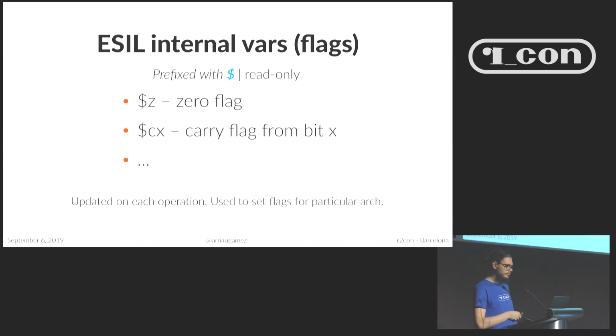There is an important thing to notice, which is the ESIL internal variables, which are basically flags and are prefixed with the dollar sign. The point with the internal vars is that they are updated on each operation, so they are actually used to set the flags for a particular architecture, as not all architectures update the flags the same way. So we use the ESIL internal flags to take care of that in case of different architectures. So we can check that as well.